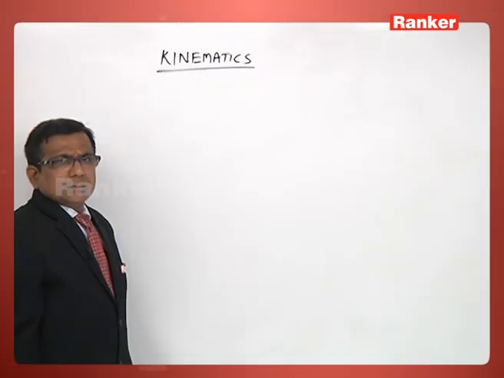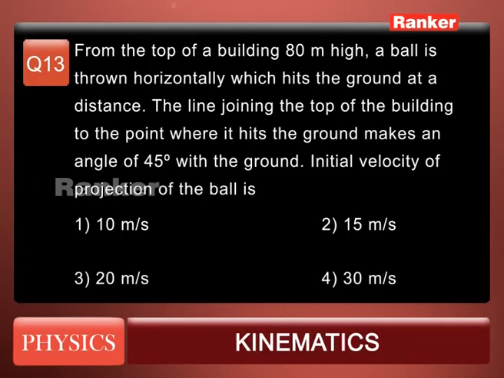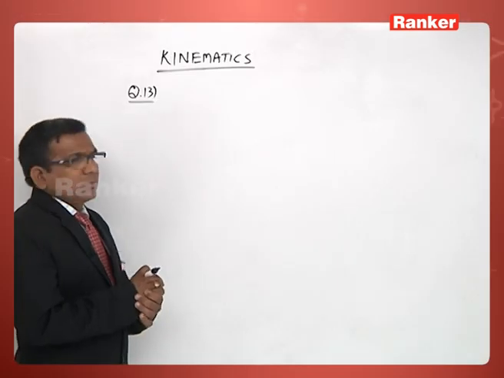Now, let us see the next question, that is question number 13. This is also a problem of projectiles, two-dimensional motion. From the top of a building 80 meters high, a ball is thrown horizontally, which hits the ground at a distance. The line joining the top of the building to the point where it hits the ground makes an angle of 45 degrees with the ground. What is the initial velocity of projection of the ball? It is a horizontal projection problem. Let us see how to solve this problem.